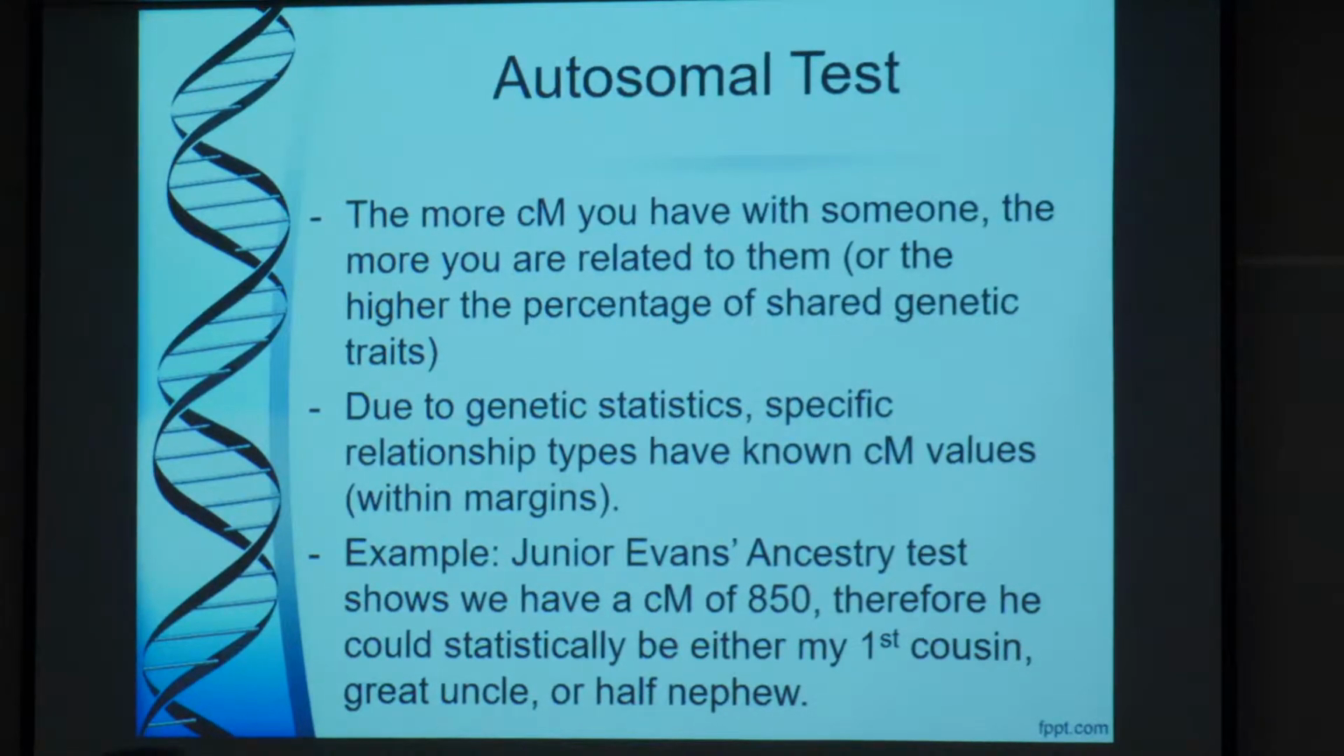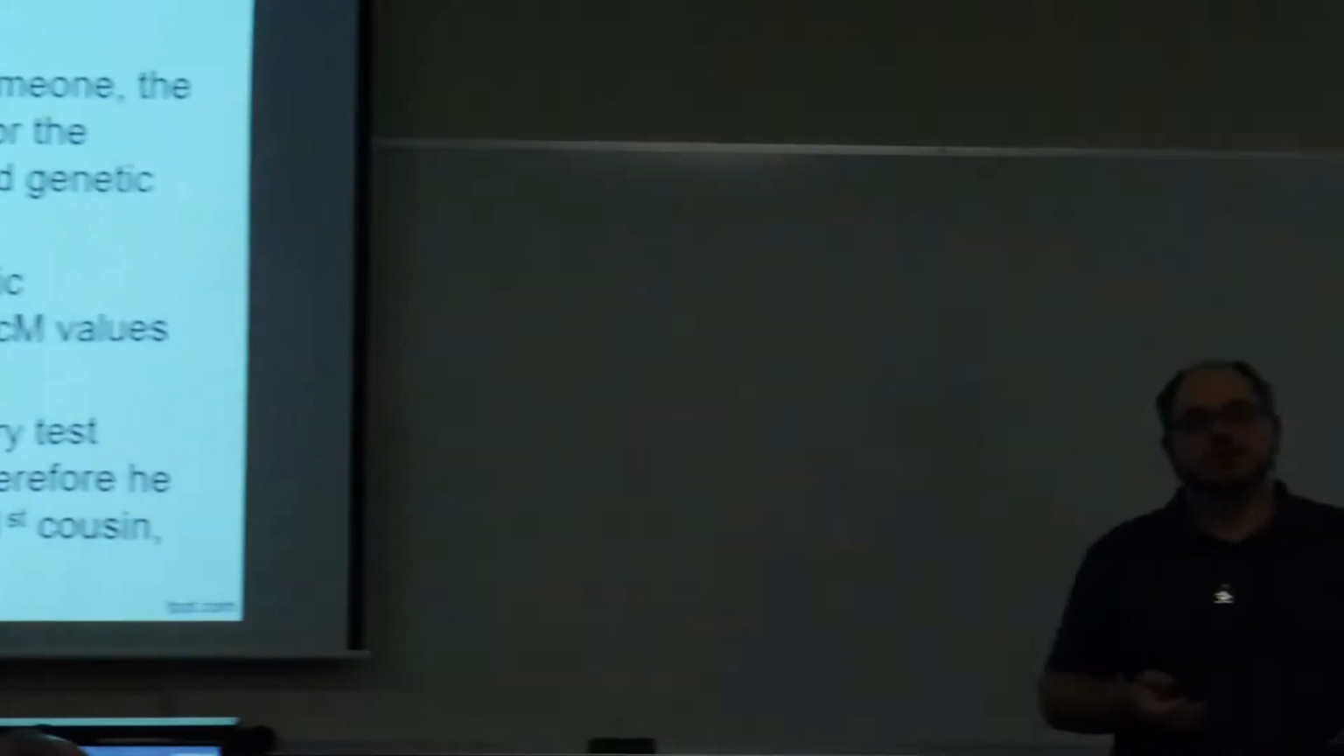Example, I have a cousin. He actually did one of these tests years ago, which is part of the reason why I eventually did one too. He said, there's this number that they gave me and it says that it's 850 and that you and I have a similar number. So I guess that just means we're related, right? He didn't know what the centimorgan thing was, but later on, when I was prepping for this, I remembered my cousin Junior did the same thing and that's what this is talking about.